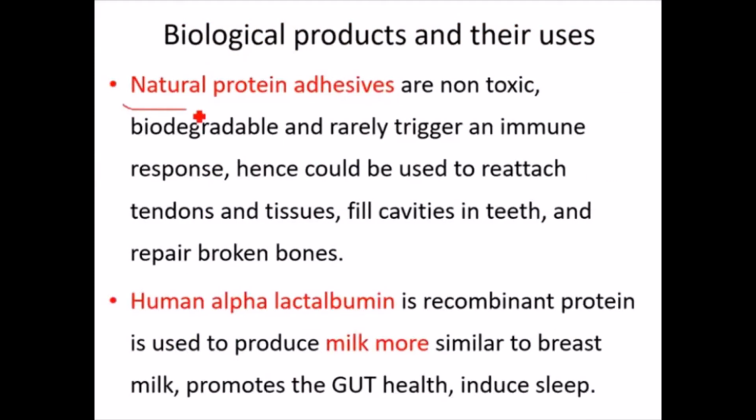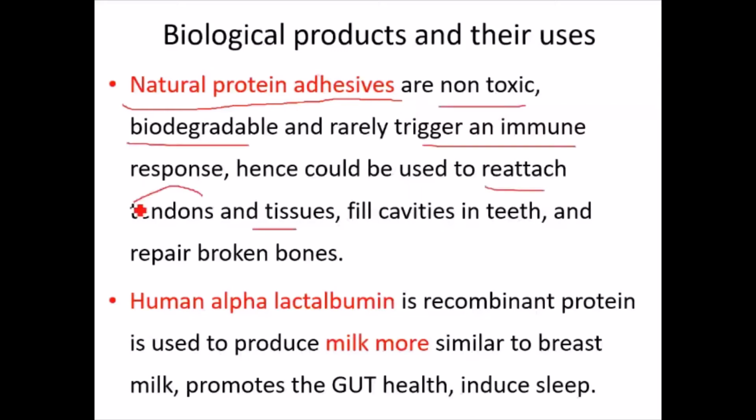You see here natural protein adhesive. Adhesive refers to attach. A protein used to attach something with something is called adhesive protein. Okay. They are non-toxic, easily biodegradable. Rarely trigger an immune response. Hence could be used to reattach muscles with bones by using tendons. Reattach the tendons and tissue. Sometimes filling the cavity in the teeth and repair the broken bones.